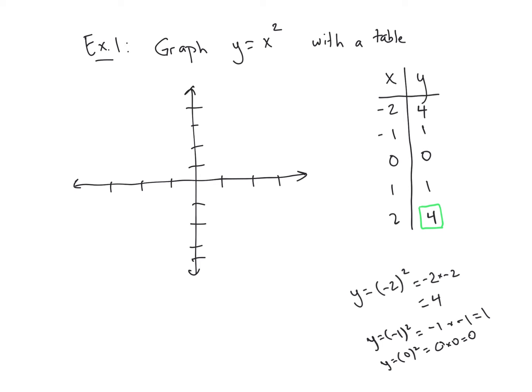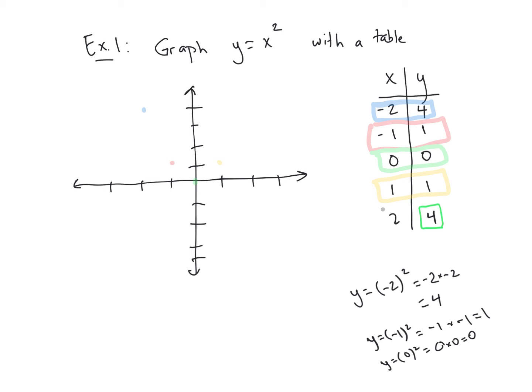So once I have my table of values, I'm going to be able to go through and plot some points, right? And so starting with the first one, -2 and 4, that means 2 spaces to the left and 4 spaces up, which would put that point right there. My second point is -1 and 1, so that's 1 space to the left, 1 space up. My third point is 0 and 0, which is the origin or that center point on the graph. My fourth point is 1 and 1, so right 1 and up 1.